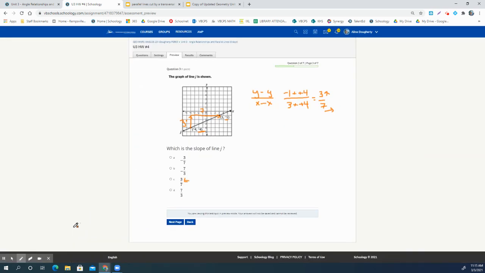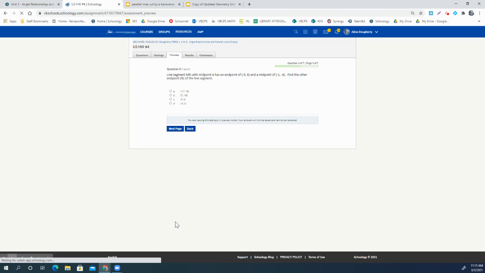I'm looking at the chat. If you've got any questions, shout them out. So question number 4 looked good. What was question number 4? The other endpoint. So we made the table, found the pattern. That question looked great.